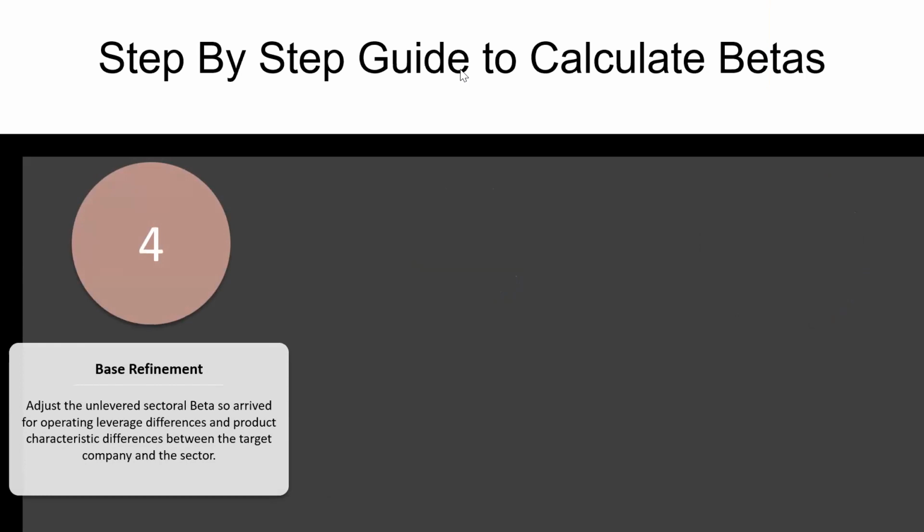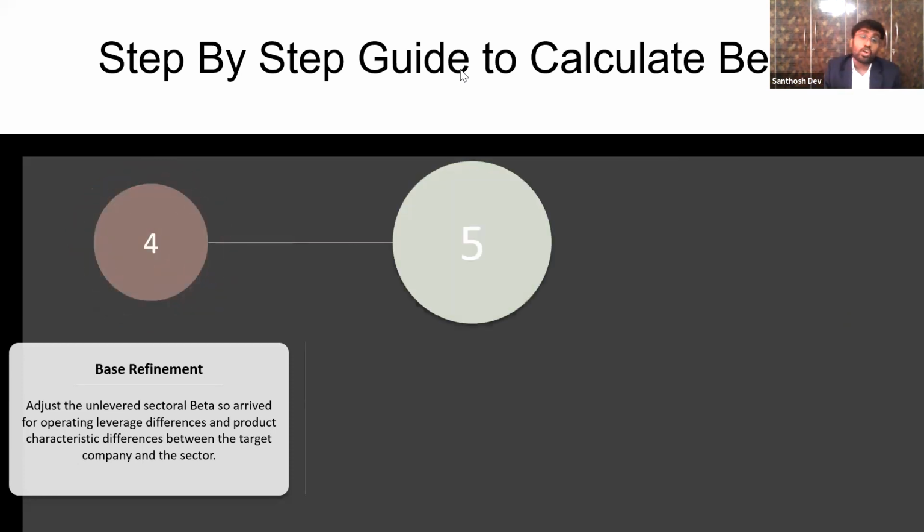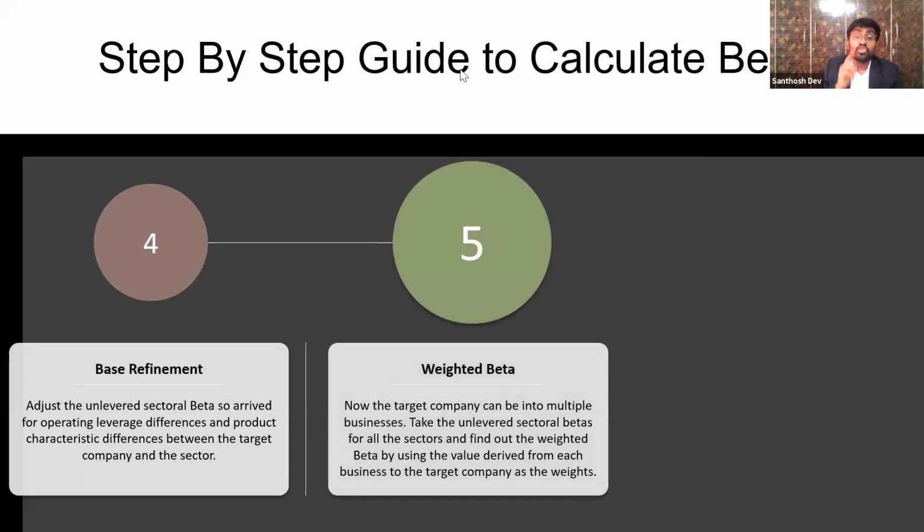If my company has a huge fixed cost in comparison to the variable cost, but when I look at all the companies I've taken for comparison, they have a very minuscule amount of fixed cost, that is a difference. The product characterization is also a little different. A company like Tesla has huge product differentiation compared to another auto company. They operate as if they are a technology stock. So that kind of operating leverage and other business characteristic adjustment needs to be done on this sectoral unlevered beta.